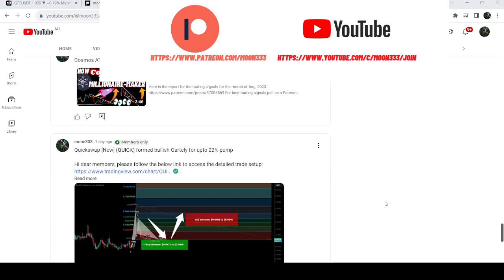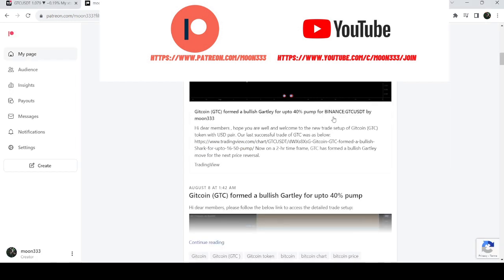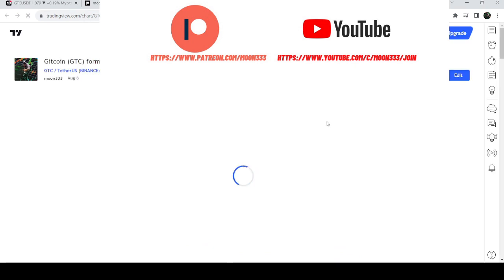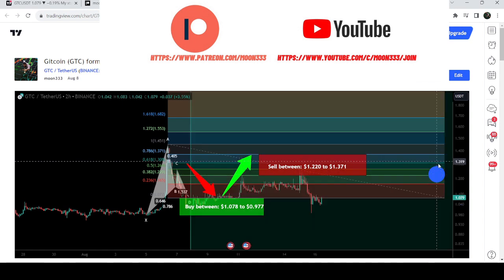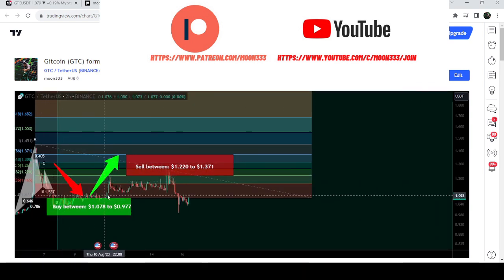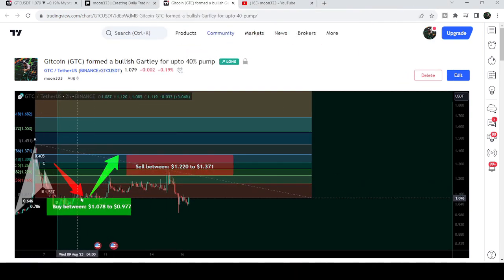And first of all, let me begin with my most recent trade signal for GTC that I shared a few days back on 8th of August 2023 with my members. And that was a harmonic bullish reversal Gartley pattern that GTC formed with US dollar pair on a 2-hour time frame chart. And after playing this chart, you can see that the price has started a very nice reversal from this buying zone. And first, it rallied to the sell target zone here, and again reached the sell target zone here as well. And so far, it has rallied almost 23%.